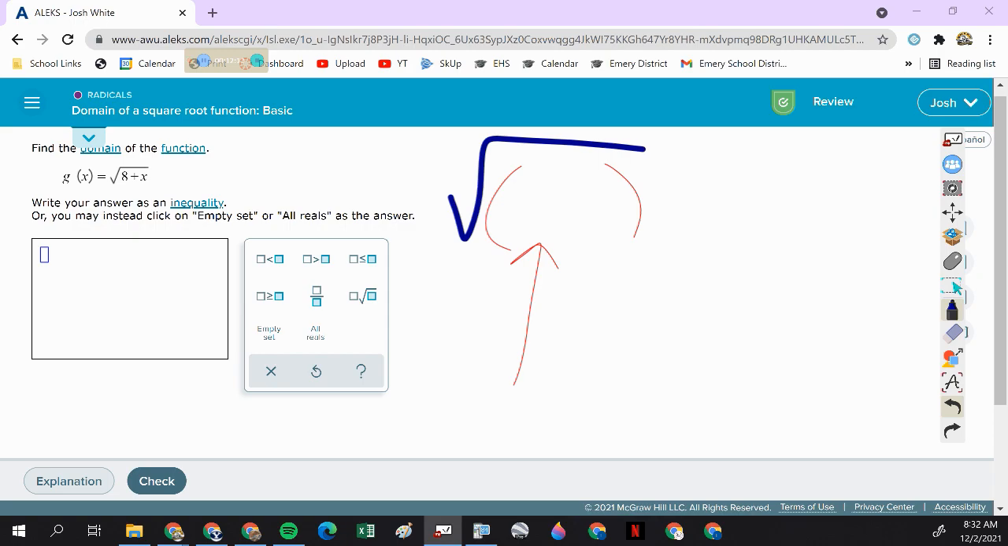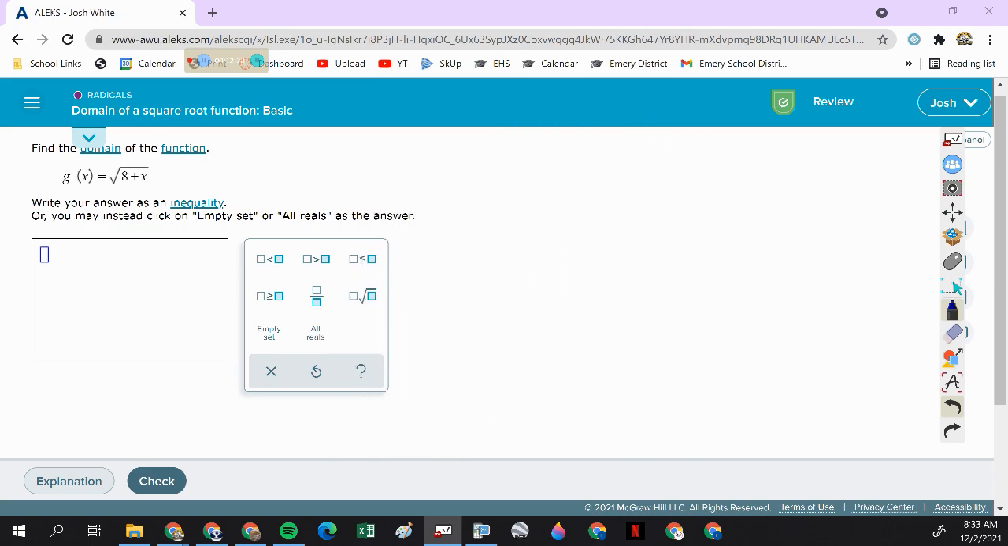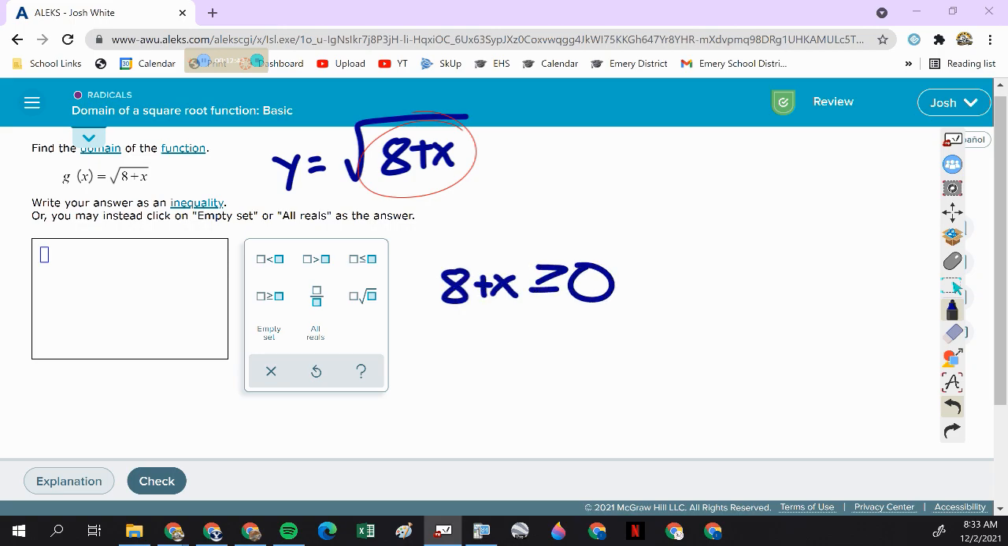Yes, it's 0. So if this is, say, the number b, then I know that b is greater than or equal to 0. So whenever you have a square root function and it asks you what the domain is, all you have to do is set this up and solve. So here's what I mean. If I have the square root of 8 plus x, then I know that 8 plus x is greater than or equal to 0. It has to be that way.